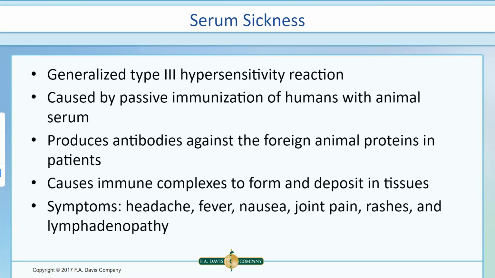Serum sickness is a generalized type 3 hypersensitivity reaction that is caused by passive immunization of humans with animal serum. It produces antibodies against the foreign animal proteins in the patients. Those immune complexes, so the person's antibodies and the incoming animal antigen, form a complex and then deposit in the tissues. Symptoms include headache, fever, nausea, joint pain, rashes, and lymphadenopathy.